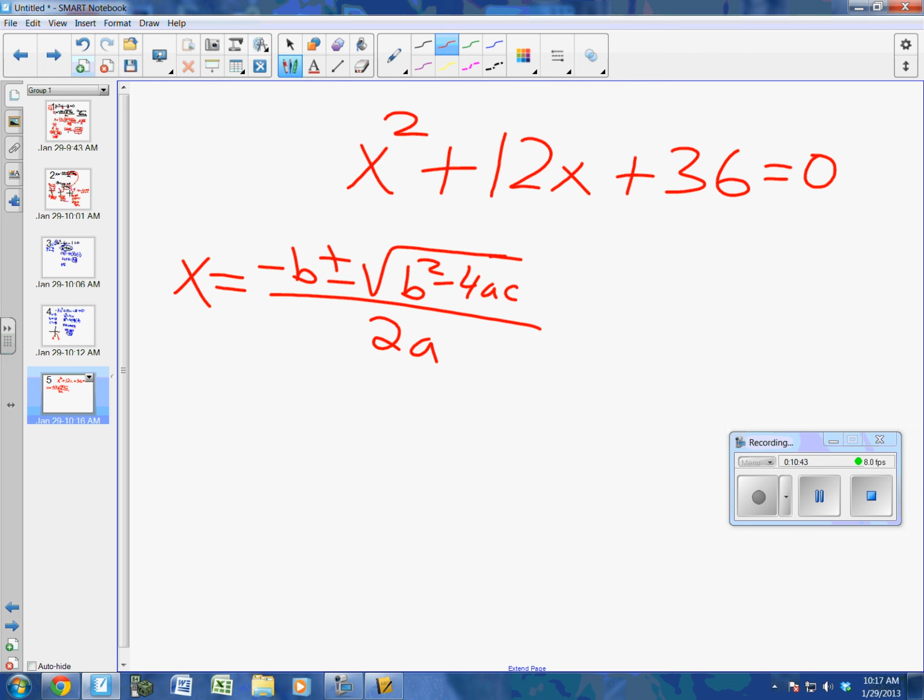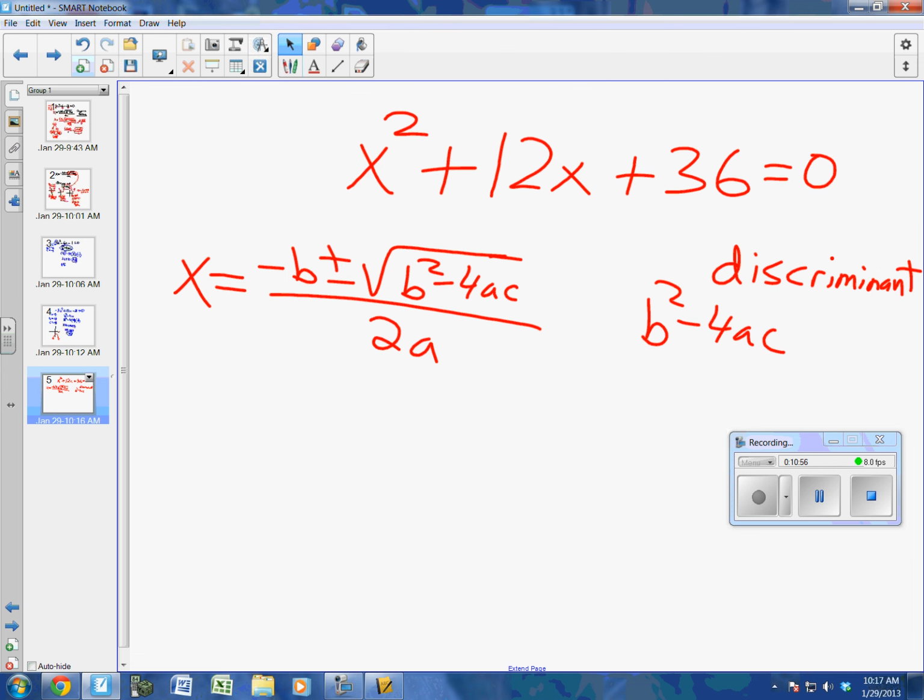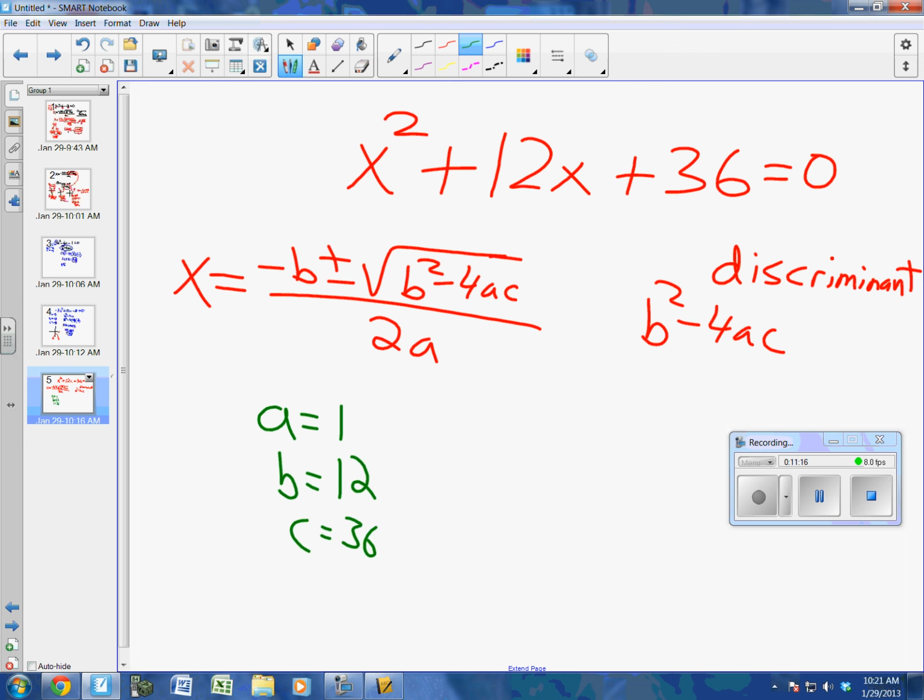But what part is the discriminant, you guys? B squared minus 4ac is the discriminant. So you need to figure out what the discriminant is and see if this has two real number solutions, two imaginary, or one real. Guys, A is 1, B is 12, and C is 36. You guys, A is 1 because if it's just x squared, the coefficient is 1. We assume that it's 1.